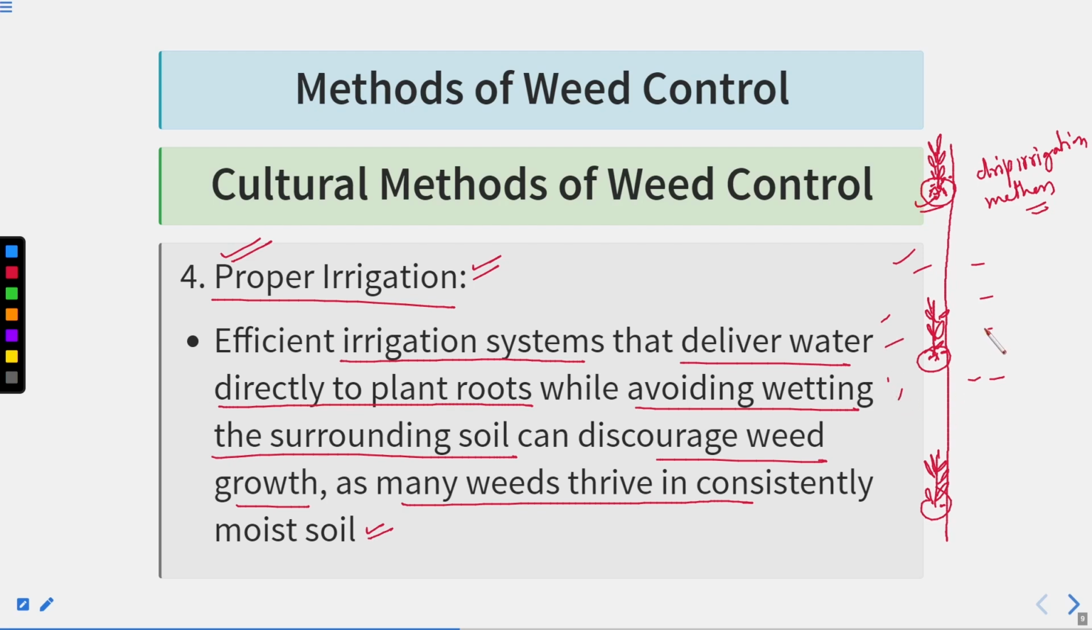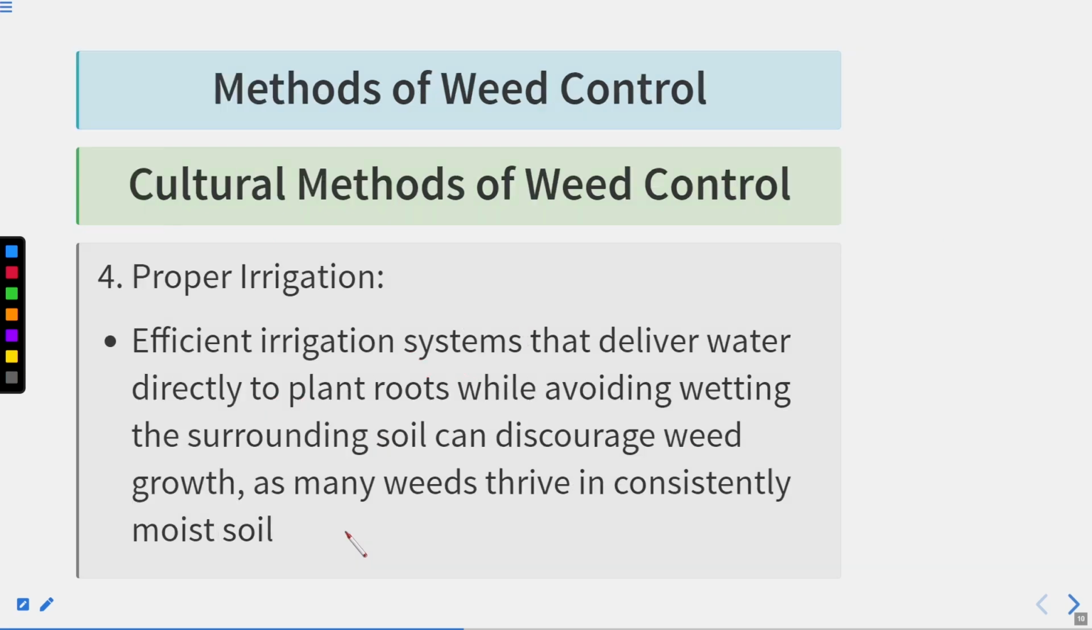And that discourages the growth of weeds, right? So it is an efficient irrigation system that delivers water directly to the plant roots. This drip irrigation method gives water directly to the plant roots while avoiding wetting of the surrounding soil. So these surrounding soils are not getting wet, right? And this can discourage the growth of weeds. As many weeds thrive in constantly moist soil, because for the growth of weeds, moist soil is required, and we are not moistening the whole soil. So there will be no weeds that way.